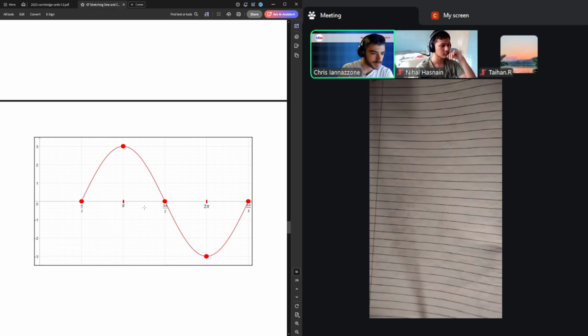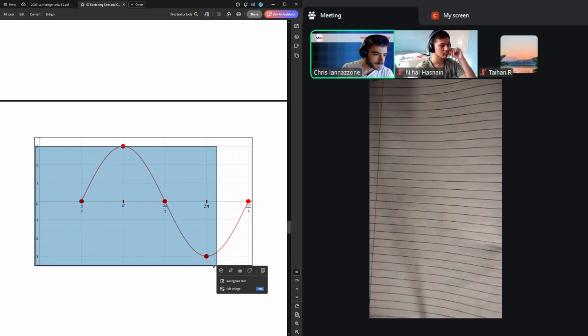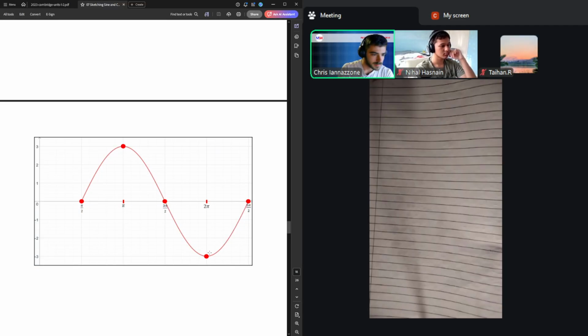Here's how you now adapt it for a new domain. Let's say you had to do from 0 to 2 pi. Or even let's go a step further. Let's say you had to do, what would this end up being? Let's say we had to do there, right?